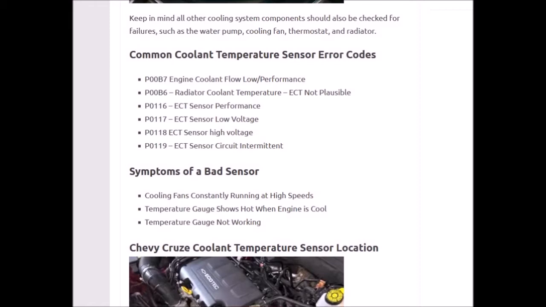Some common error codes that come up with that will all be related to the engine temperature sensor. You need an OBD2 scan tool to be able to read it. If you don't have one and the car drives, you might be able to get it to an auto parts store. They do scans for free. You'll be able to scan the onboard computer, the ECM, and it'll give you an error code with something to do with the engine coolant temperature. Right here you've got ECT. That's what ECT stands for, engine coolant temperature.